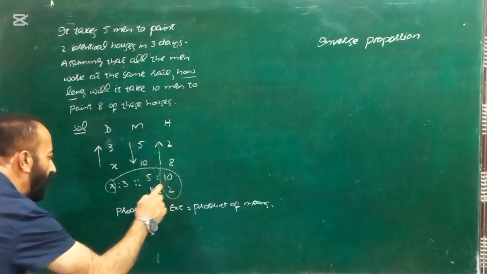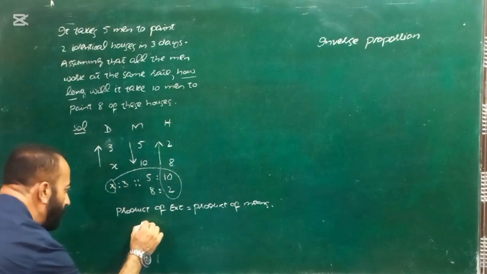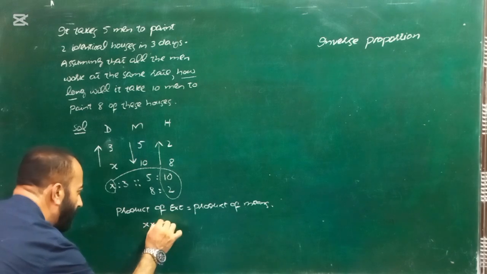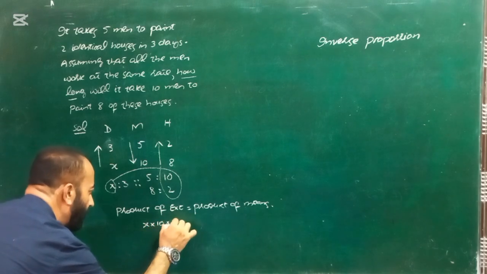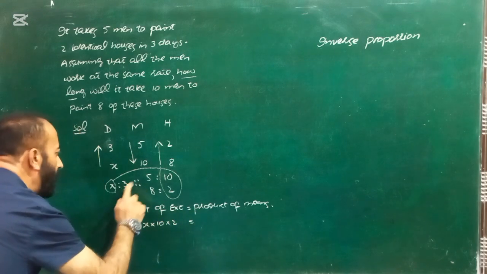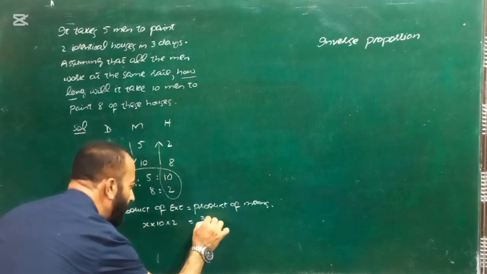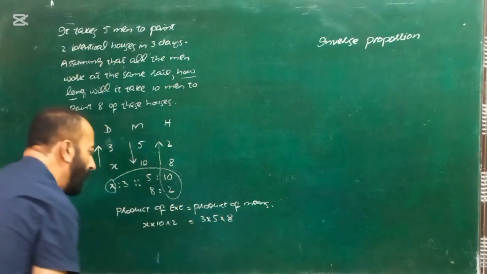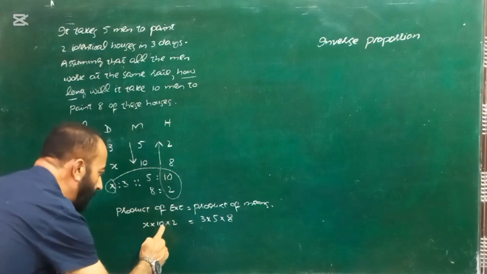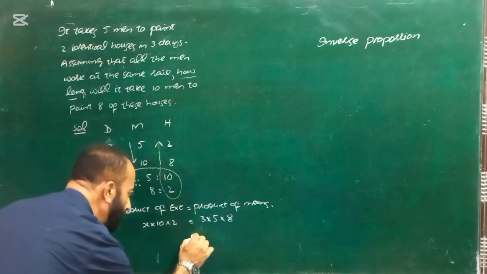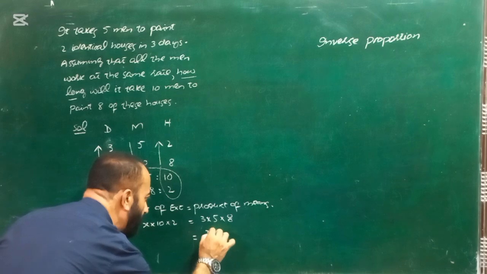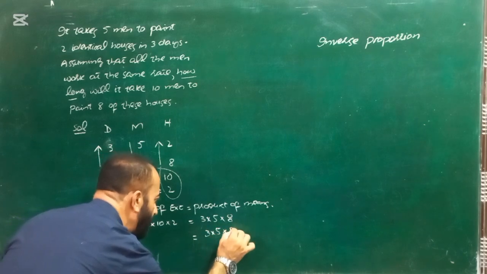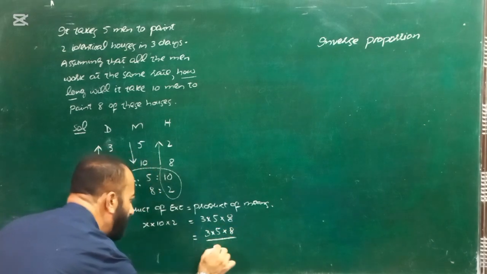So these are the product of the extremes: x multiplied by 10 multiplied by 2 will be equal to 3 multiplied by 5 multiplied by 8. From this step, these 10 and 2 will go to the denominator of the right side. So 3 multiplied by 5 multiplied by 8 divided by 10 multiplied by 2.